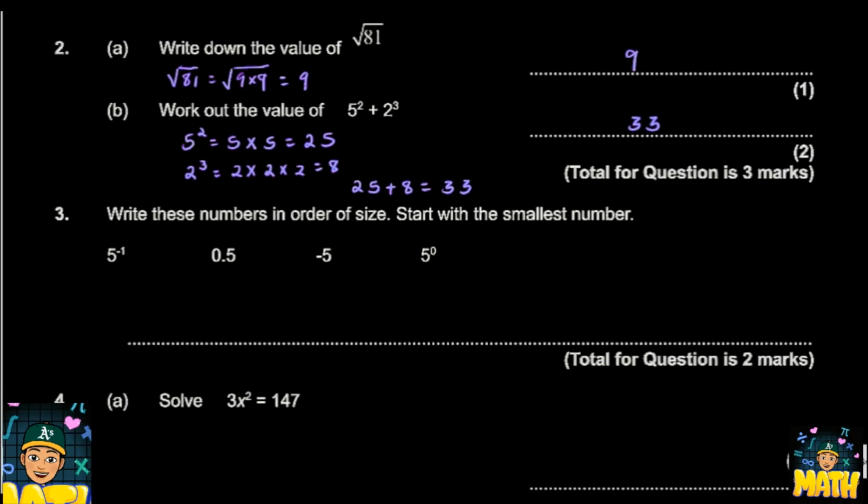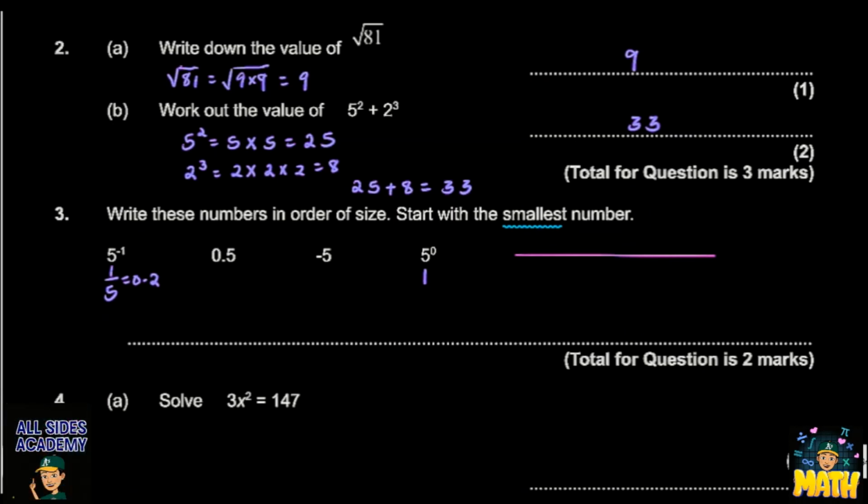Write these numbers in order of size. Start with the smallest. So I'm going to try and write those numbers in a better way so that I'm able to compare them, and then use a number line to see which of them is the smallest and which one is the largest. I'm going to write a number line right there. Put the negatives on the left-hand side, the positives on the right-hand side, and then identify which of them is the smallest.